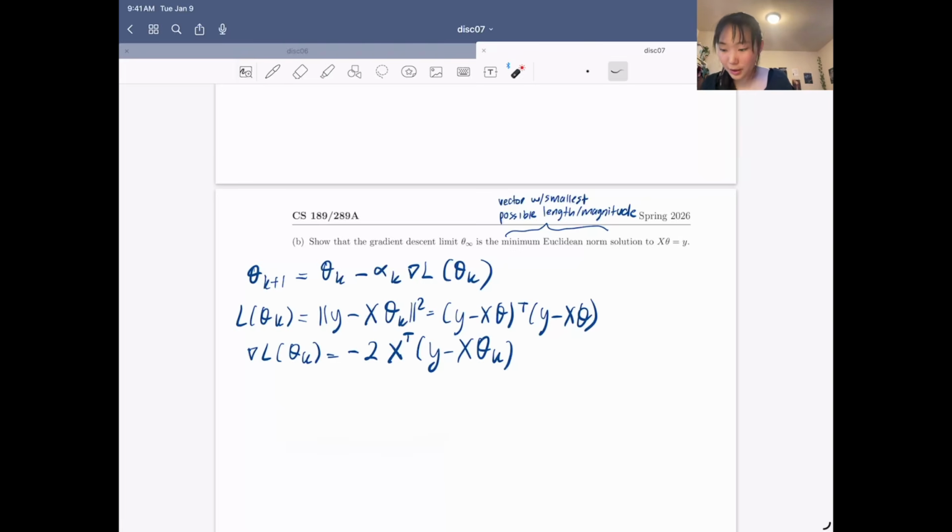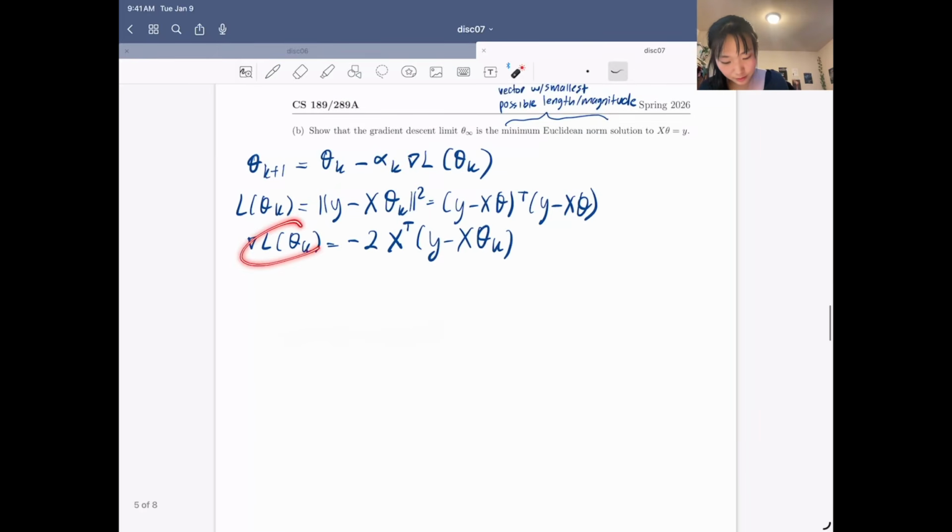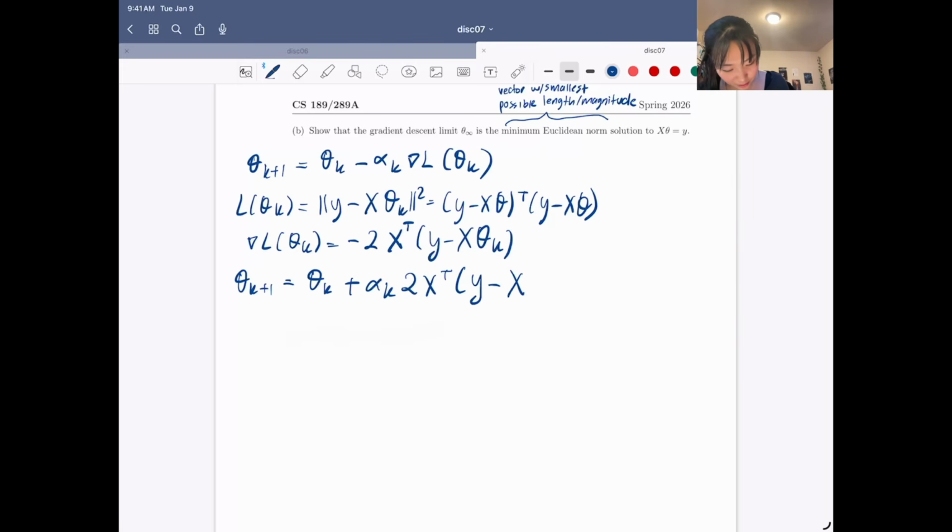And so after we've done this, I'm going to plug the gradient of the loss into our original gradient descent update. So theta k plus 1 is equal to theta k minus, or now because of the double negative, minus minus, right? So it's plus alpha k times 2 x transpose times y minus x theta k.